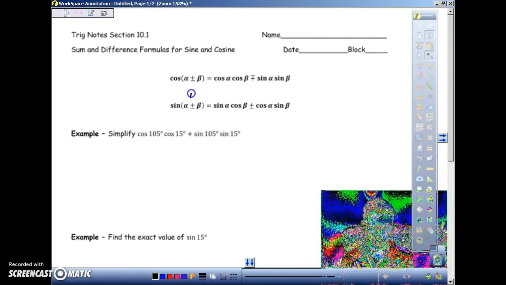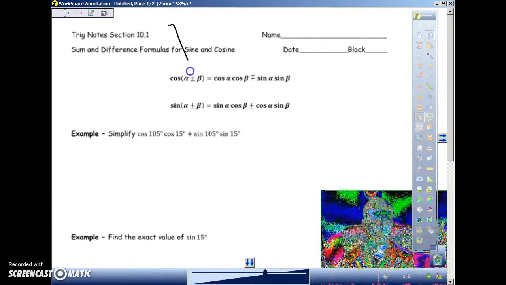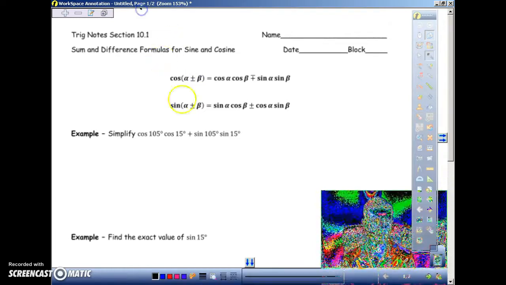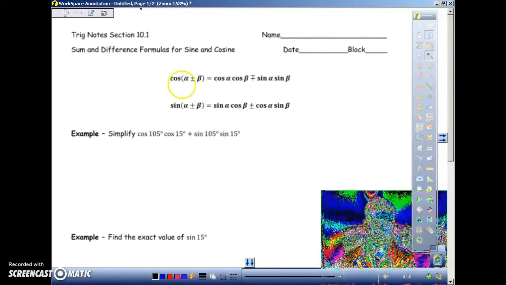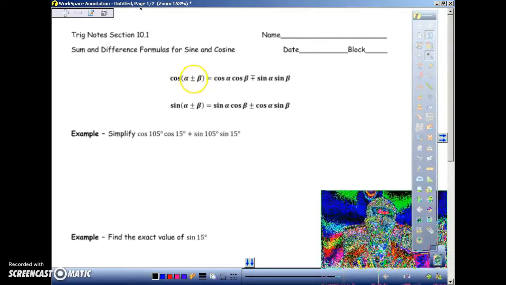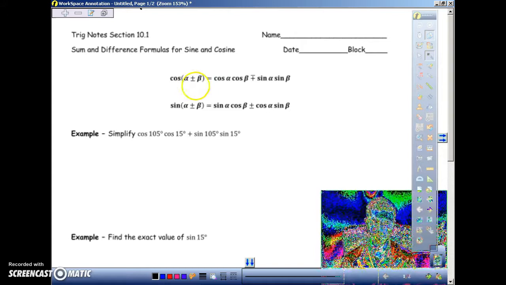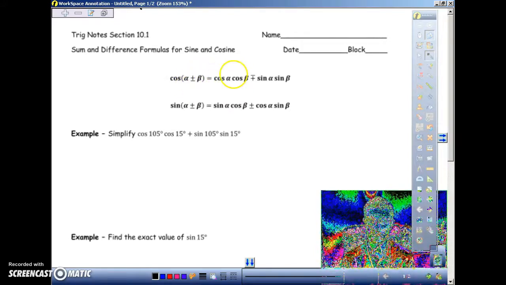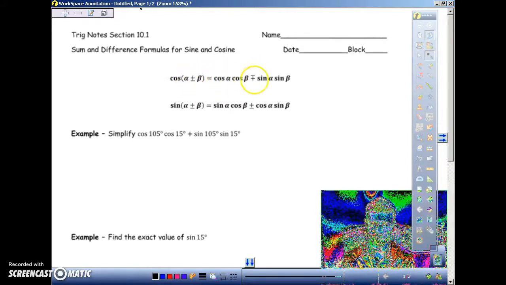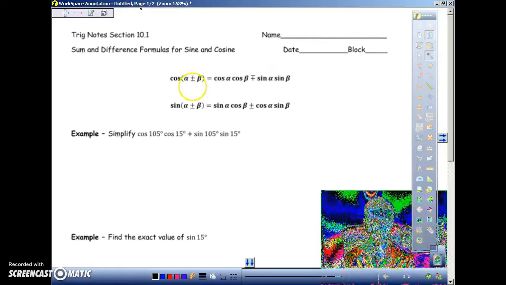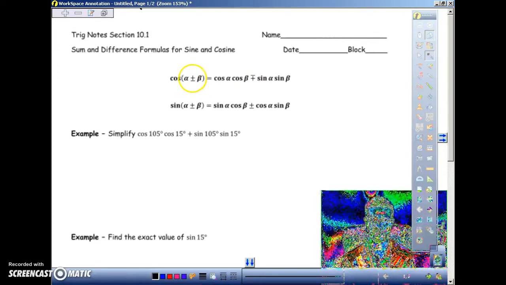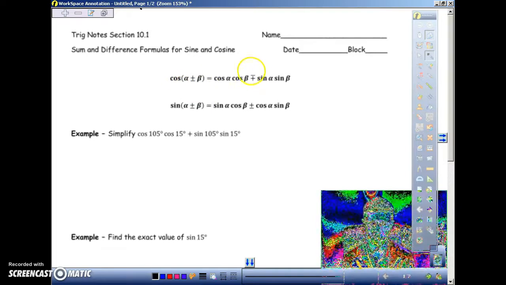The one thing that we want to make sure that we are clear about here is, when we are looking at this formula, we have cosine of alpha plus or minus beta. What that means is this formula can be either plus or it can be minus. And based on whether it's plus or minus is what it's going to be over here. So what you should see is that if it's plus in this form, it's going to be minus over here. And if it's minus over here, it's going to be plus here.